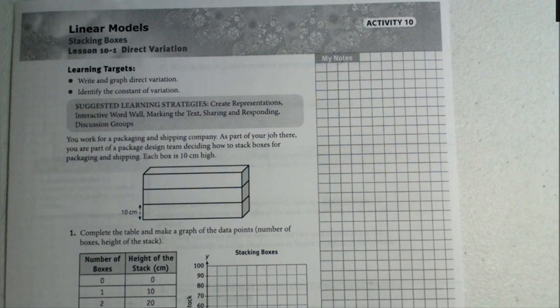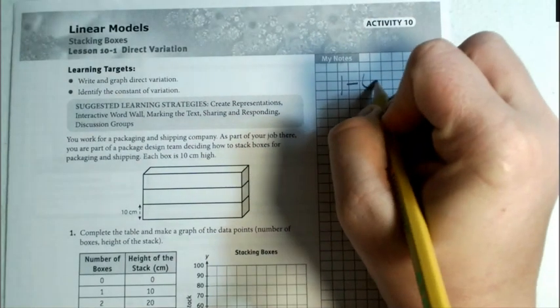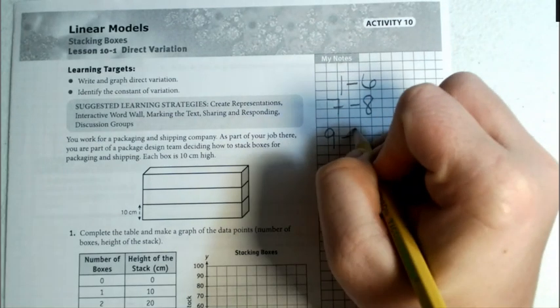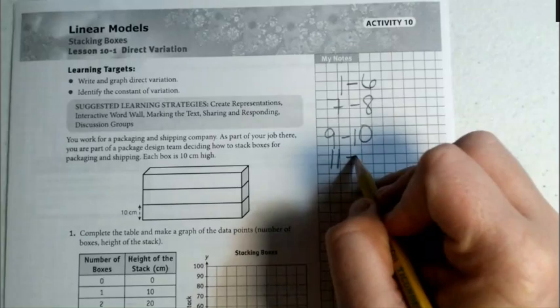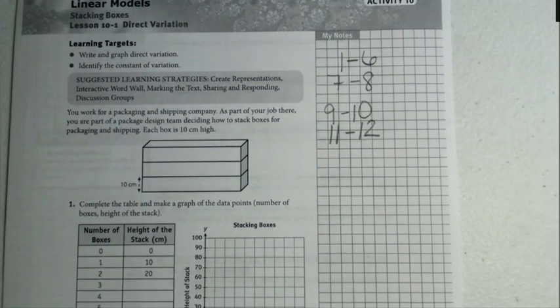All right, today we will be covering lesson 10-1, which is on direct variation. This particular lesson will be split into four sections. We will cover questions 1 to 6. We will go 7 and 8, 9 and 10, and then 11 and 12. So let's go ahead and take a look at section 1.